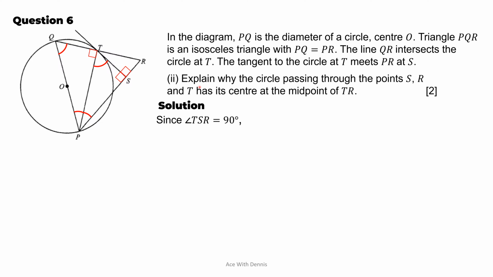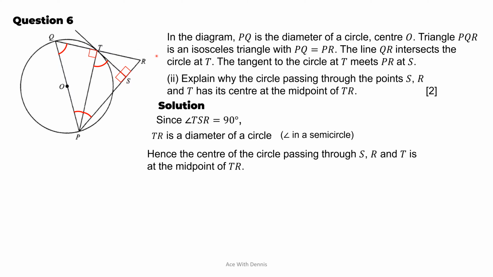Here's the solution. We already proved that angle TSR is 90 degrees here, right? Okay, so this is a right angle triangle. Then TR is the diameter of a circle, because the angle in a semicircle is a right angle. Right, so therefore, we can make the conclusion that the center of the circle passing through S, R, and T is at the midpoint of TR. Okay, and this is to explain this question.